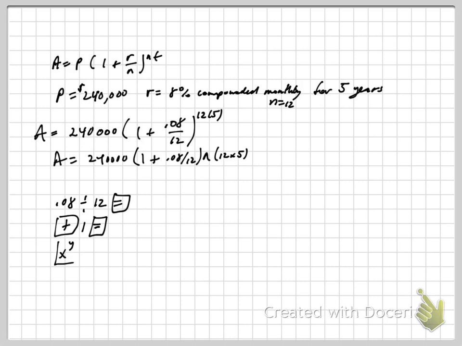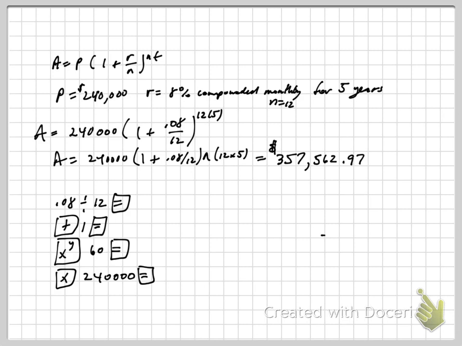And honestly, I just multiply the 12 times 5 in my head, so that's where the 60 comes from. So the next step then would be to multiply by the 240,000. I'm going to pause it so I can do it. So the number I get, $357,562. And when I round to the nearest cent, it's going to be 97 cents.